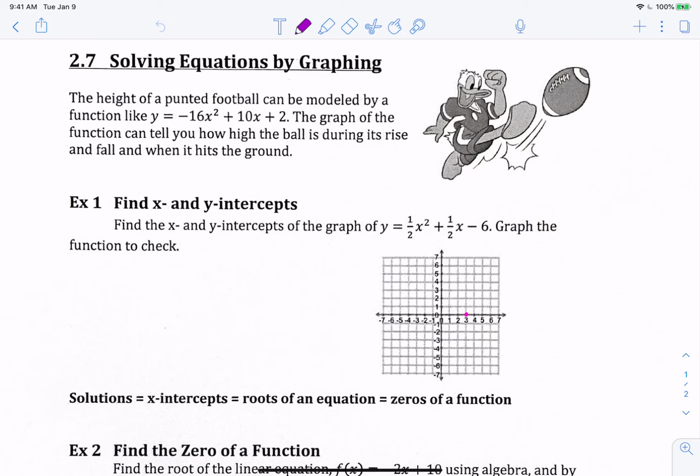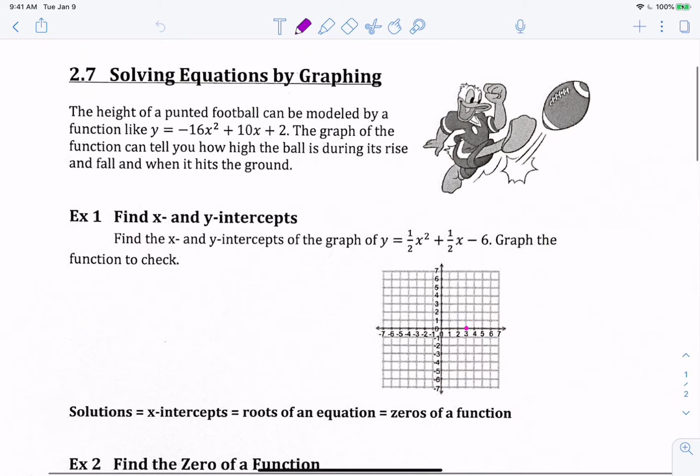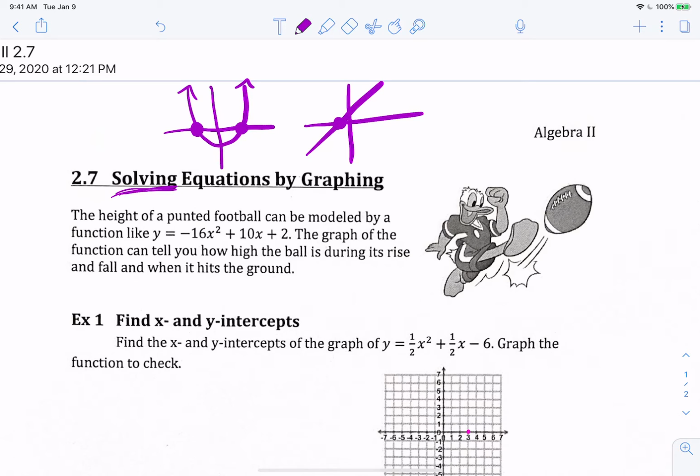2-7. All right, 2-7. There's only a front side to this note sheet, so we'll go through this rather quickly. Solving equations by graphing. We're trying to find solutions. And what we're trying to find when we are graphing these things is where it crosses the x-axis. So let's say we're doing a parabola. We're trying to find these places right here. Maybe it's a linear function that does this. We're trying to find these places right here where it crosses, okay?